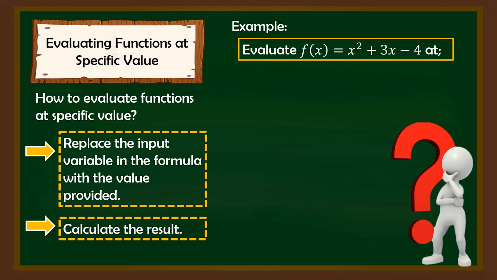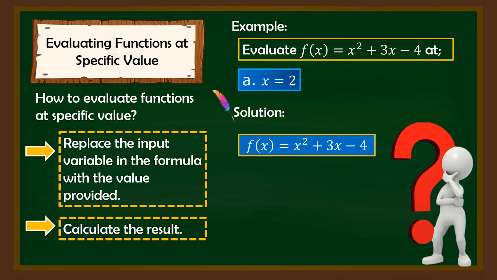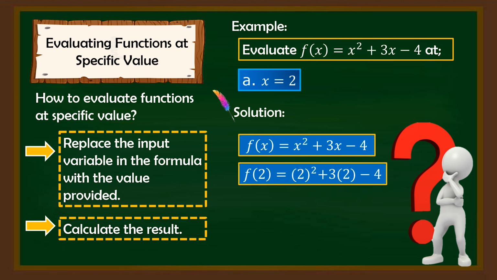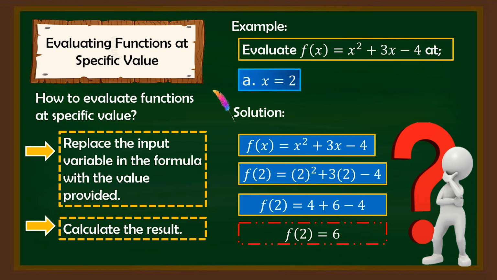Evaluate f of x is equal to x squared plus 3x minus 4 at x is equal to 2. By that, we have to simply substitute all the variable x with the value of 2. That means we have f of 2 is equal to 2 squared plus 3 times 2 minus 4. Then simplify. So we have f of 2 is equal to 4 plus 6 minus 4, which is equal to 6. What does it imply? This implies that for every input 2, there is an output 6.